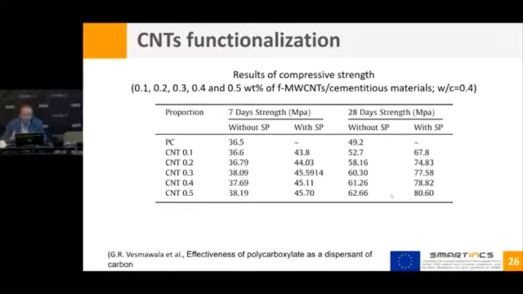So if you combine both, the functionalization of the carbon nanotubes to prevent agglomeration and an effective superplasticizer, as you can see, you can obtain a significant improvement of the compressive strength and also of other mechanical properties of cementitious systems.